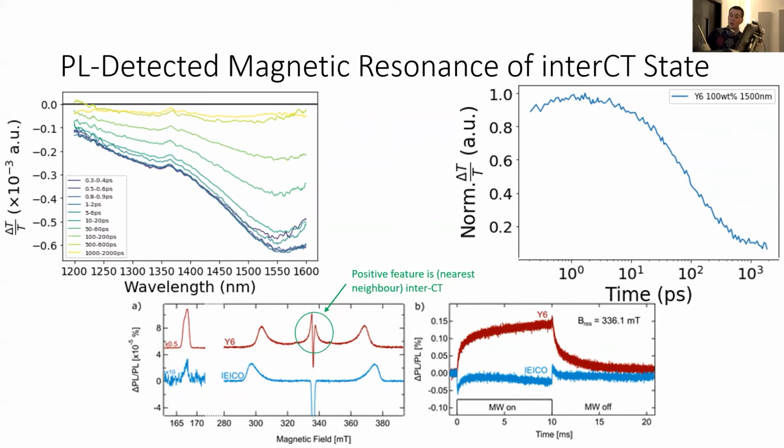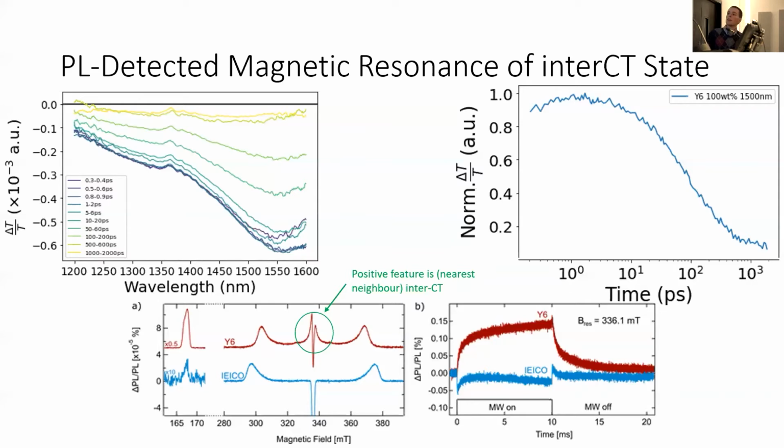So I don't want to dwell too long on that technique, it's a bit complicated. But basically, in both cases, we see a feature in the spectrum. So in the PLDMR, we see this positive feature here, and in the transient absorption, we see this feature here, which are not present in the equivalent spectra of IEICO. There is only this negative feature, there is not this positive feature, and the equivalent transient absorption spectrum of IEICO has no feature here.